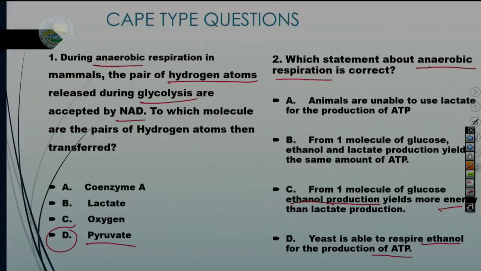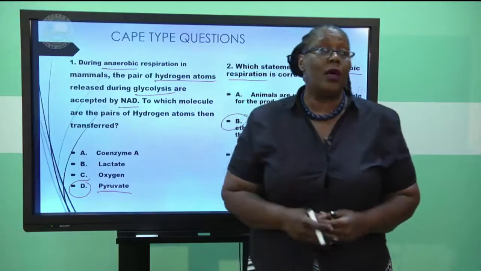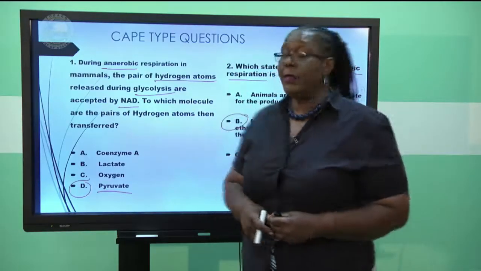Again, when you examine these questions, go over them again, but you will notice that the correct answer here is B. From one molecule of glucose, ethanol and lactate production yield the same amount of ATP. From one glucose, both of them will yield 2 molecules of ATP.